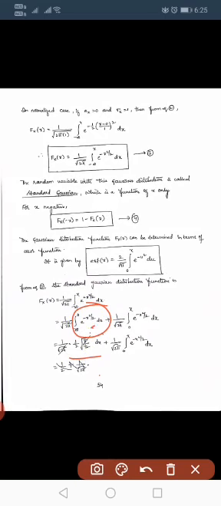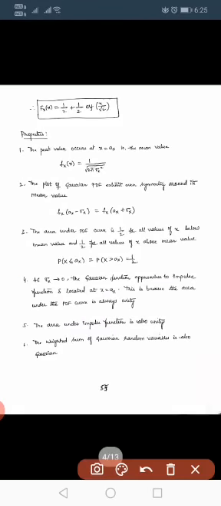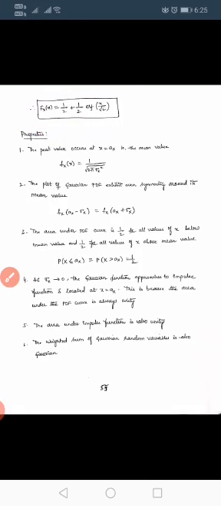If we substitute for the same, we get the expression FX(x) equal to 1 by 2 plus 1 by 2 erf of x by root 2. This is the probability distribution function in terms of the error function. Okay, now the properties of Gaussian distribution function.